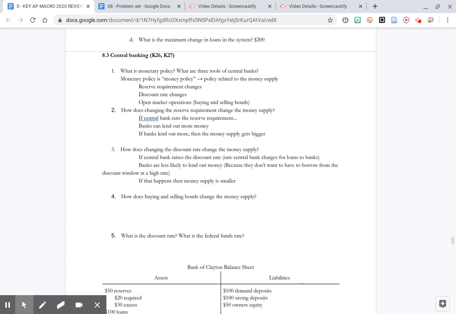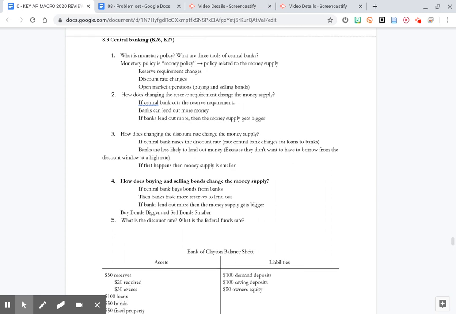And then the last one is buying and selling bonds. If the central bank buys bonds from banks, then banks have more reserves to lend out. And if banks lend out more, then the money supply gets bigger. This is by far and away the most important one, right? This one's really, really important. And the easy way to remember it: buy bonds bigger and sell bonds smaller. And that bigger and smaller refers to the money supply.